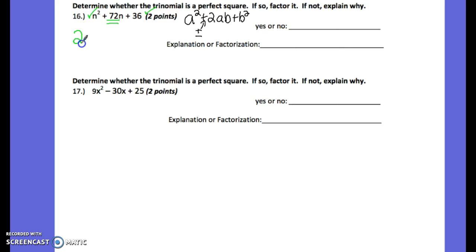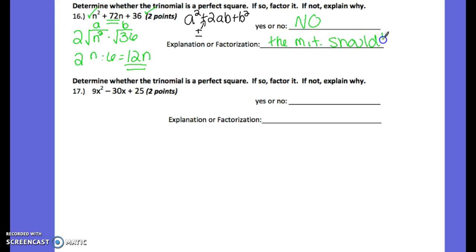My middle term would need to be 2 times the square root of n squared times the square root of 36, because a would be n squared, b would be the square root of 36. So you get 2, the square root of n squared is n, square root of 36 is 6. So you get 12n. Is 12n the same as 72n? No. So is this a perfect square trinomial? No. My explanation is the middle term should be 12n. Or you could say it's not factorable.